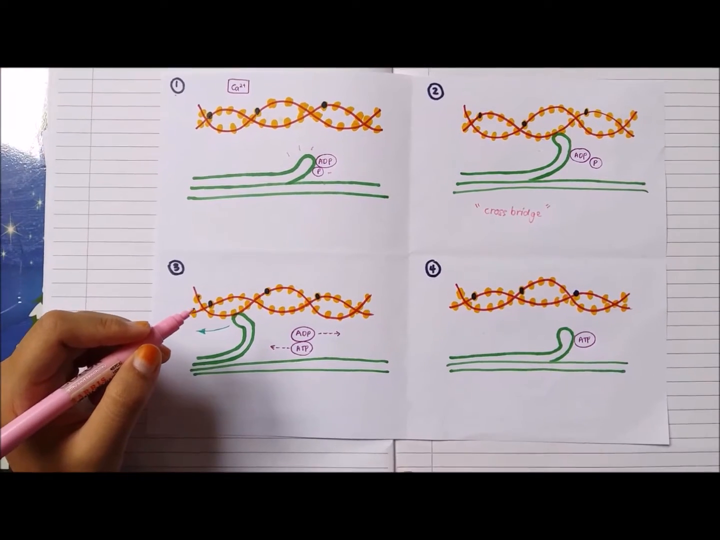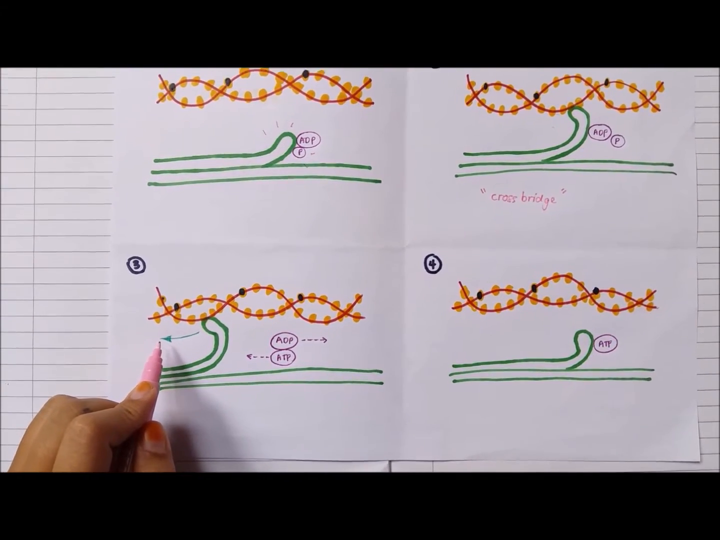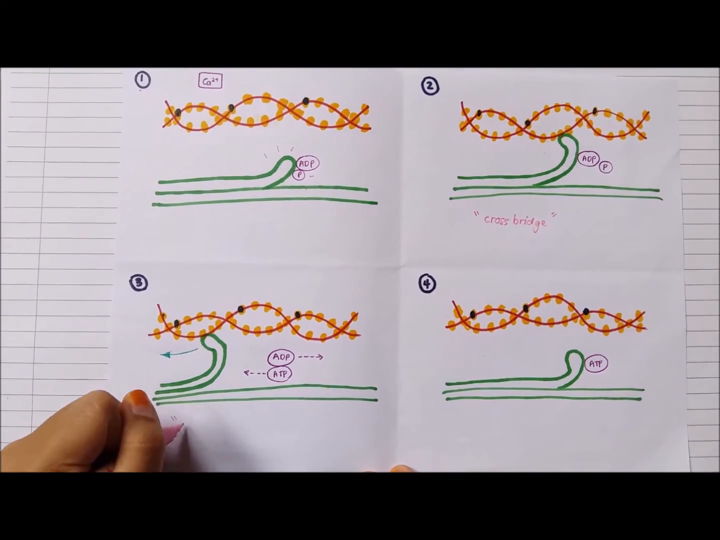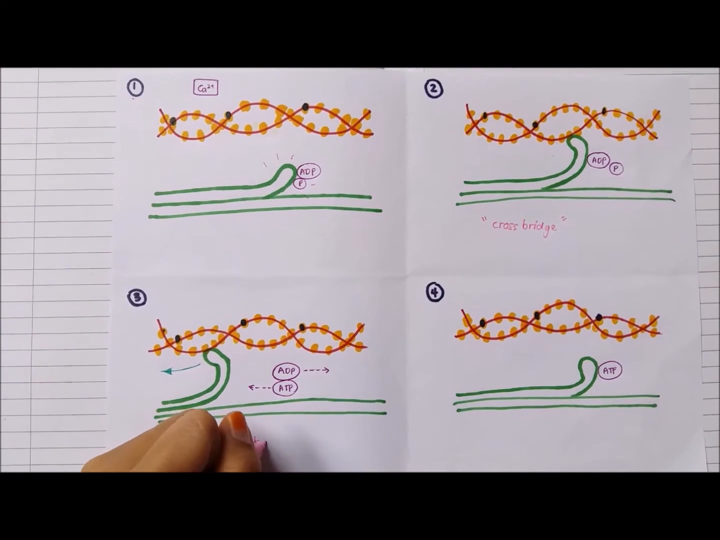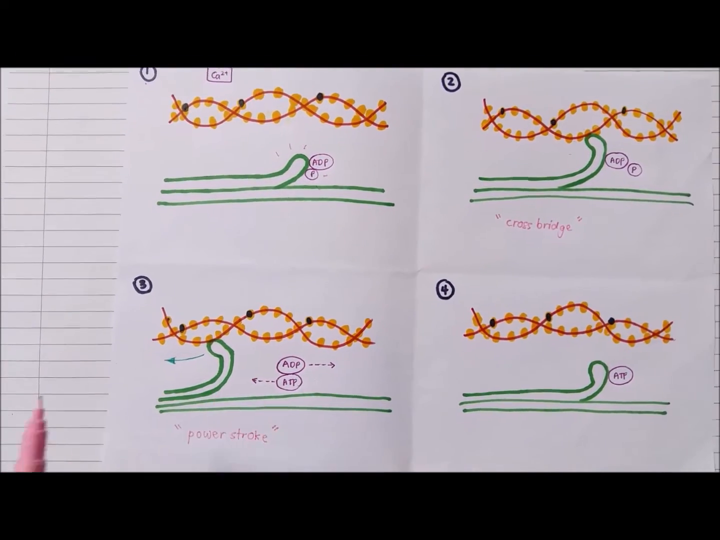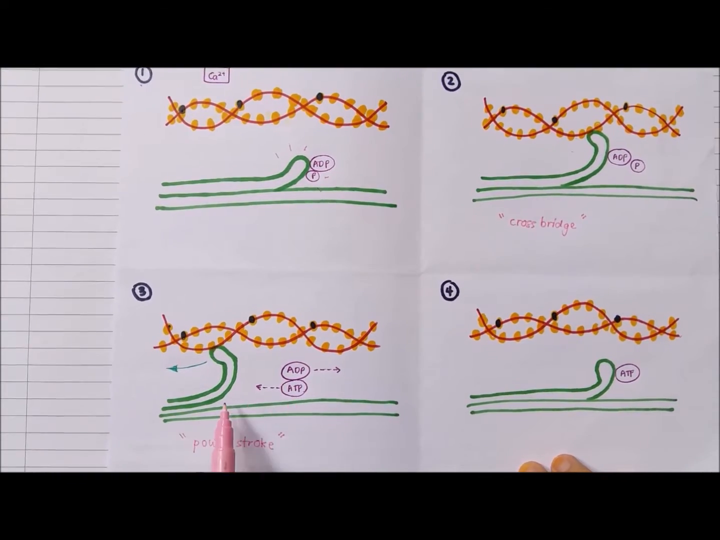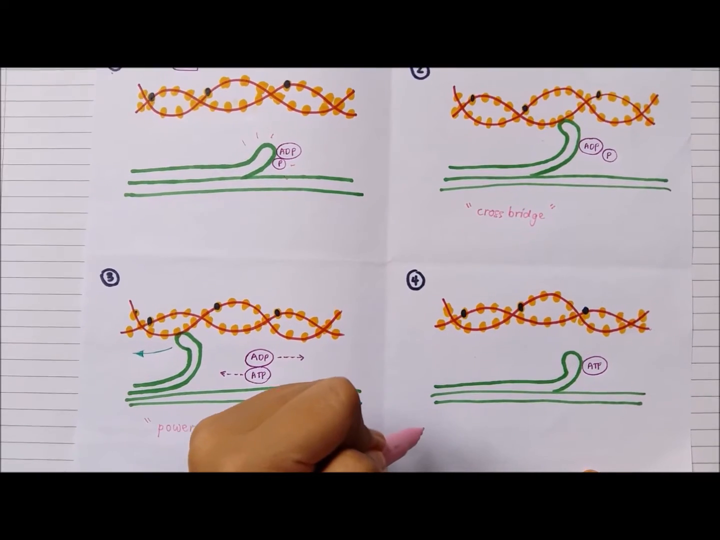In the third stage, the myosin cross bridge is rotated towards the center of the sarcomere. This is known as the power stroke. And then the ADP is released. After that, ATP comes in. When the ATP comes in, we enter the fourth stage, which is the final stage.